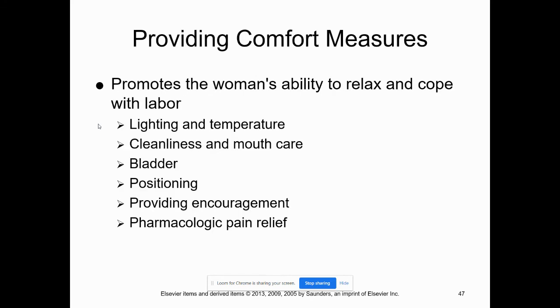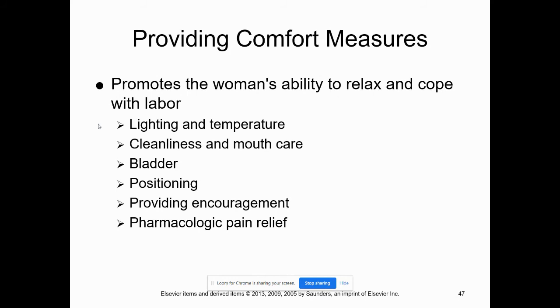In terms of comforting measures, lighting, usually soft and indirect, is best and most soothing for mom. The temperature of the room typically needs to be kept on the cooler side because mom's metabolic rate is sky high at this point and she's working. She's working hard. It's called labor for a reason, and so she maybe needs a cooler temperature in the room.